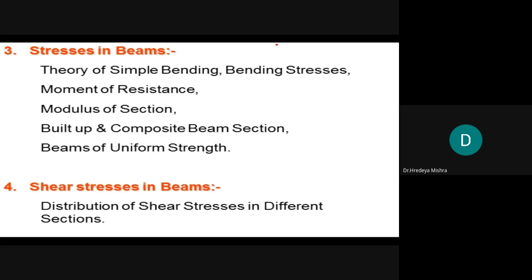Now, stresses in beams. This unit starts from this point. Stresses in the beam. I have already discussed the different types of stresses produced in the beam. So: theory of simple bending stresses, moment of resistance, modulus of section, built-up and composite beam sections, beam of uniform strength. Shear stresses in the beam, distribution of shear stresses in the different sections.